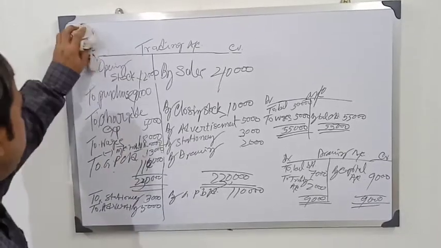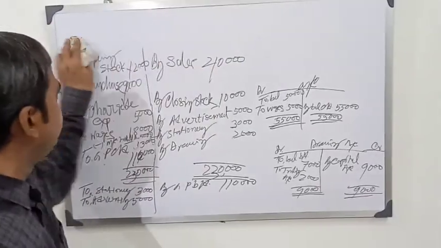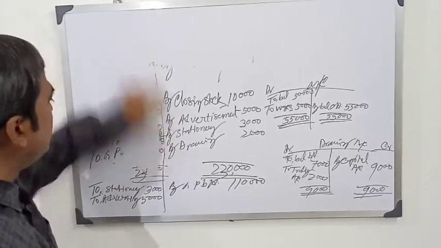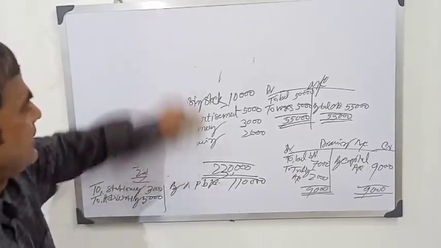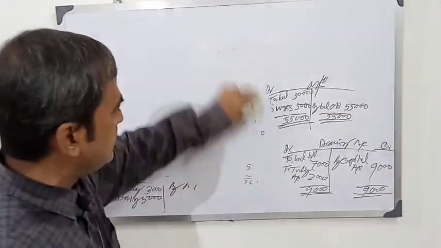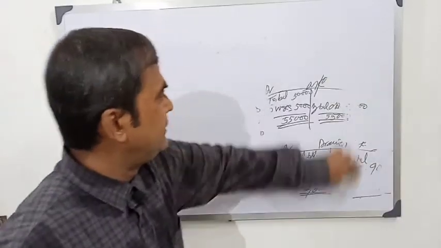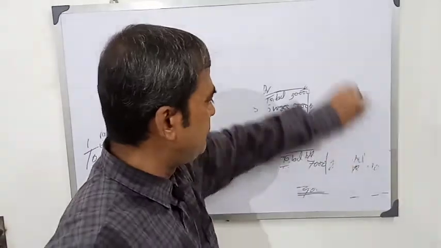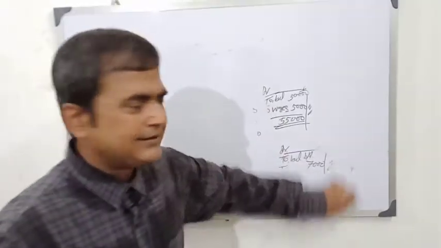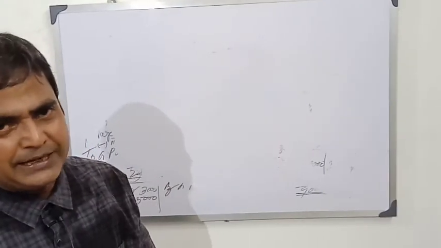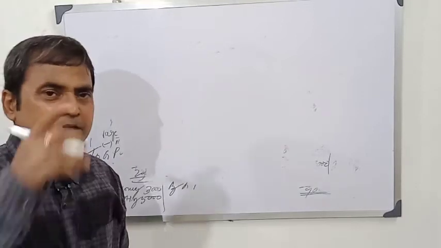Now, leaving apart the trading account portions, I will speak more about the profit and loss account as well as the balance sheet. But it is already late, I think 1 o'clock at night. So let me come tomorrow. I'll explain the profit and loss account as well as the balance sheet, and the remaining adjustments.